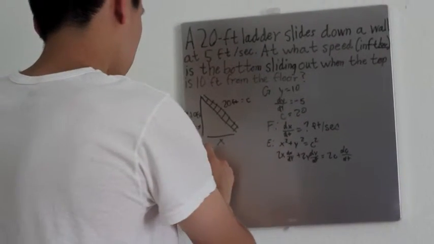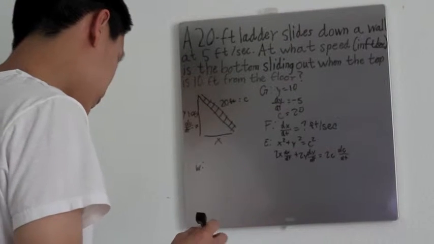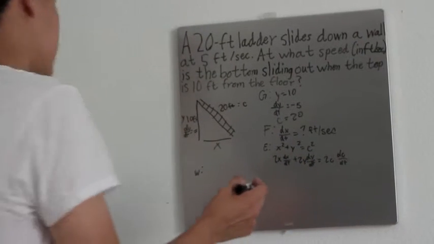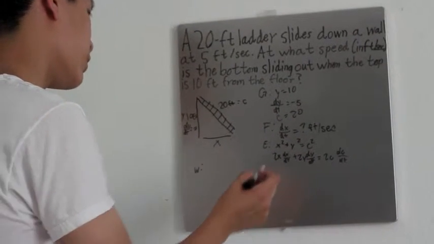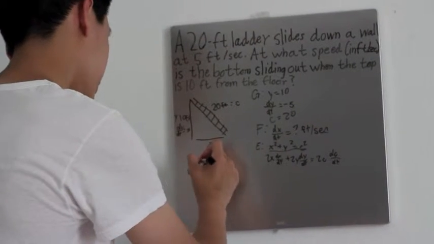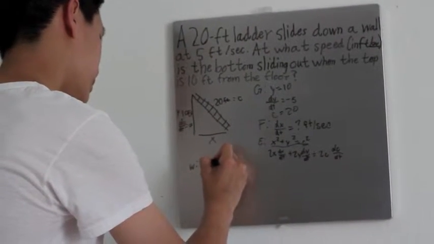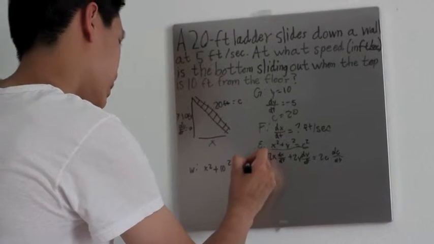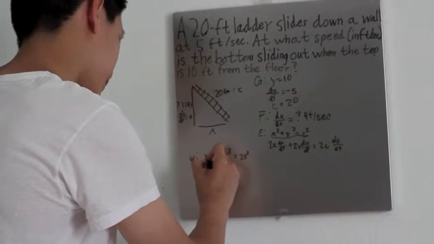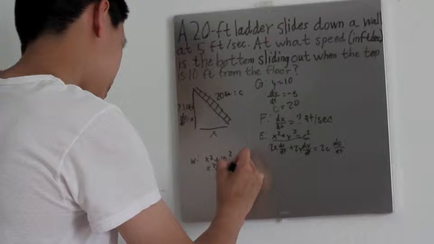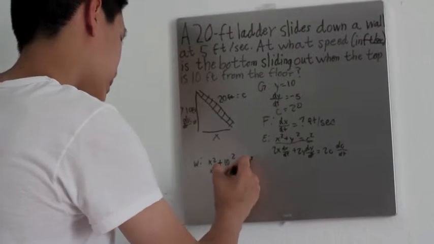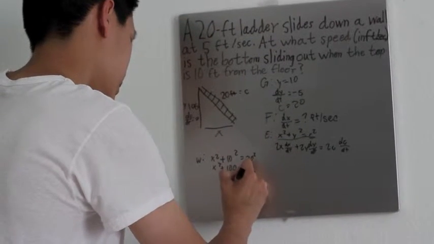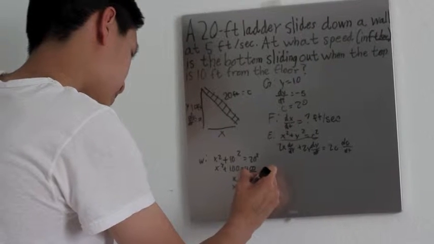And now for our work. First, we have to try to find what x equals, so we plug in all the variables for the first equation. So x squared plus y is 10, 10 squared equals c is 20, 20 squared. So x squared plus 100 equals 400. Solve for x, and x will equal the square root of 300, which is about 17.321.